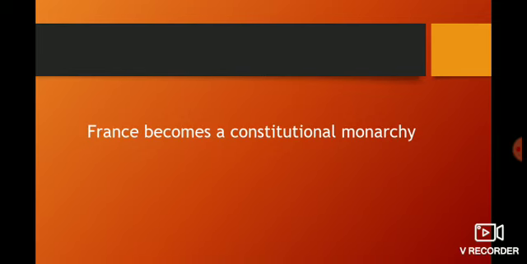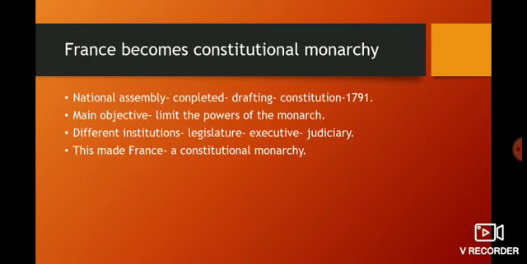So the National Assembly completed the draft of the constitution, children, in the year 1791. Remember properly, the National Assembly completed the draft of the constitution in 1791. Is it clear, children? Their main objective is to limit the powers of the monarch. So instead, these powers can be shared. Instead of having one person, that is the king, it can now be separated and assigned to different institutions.